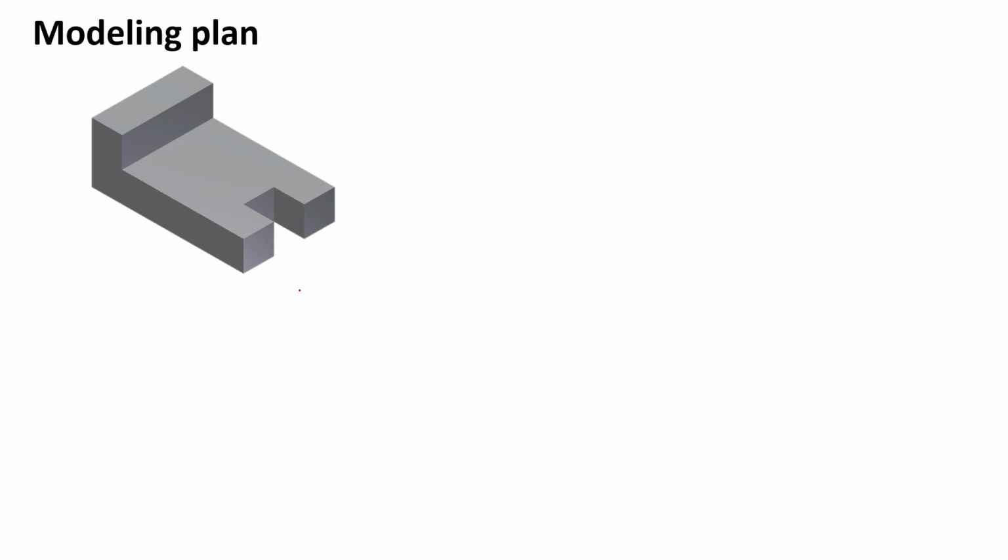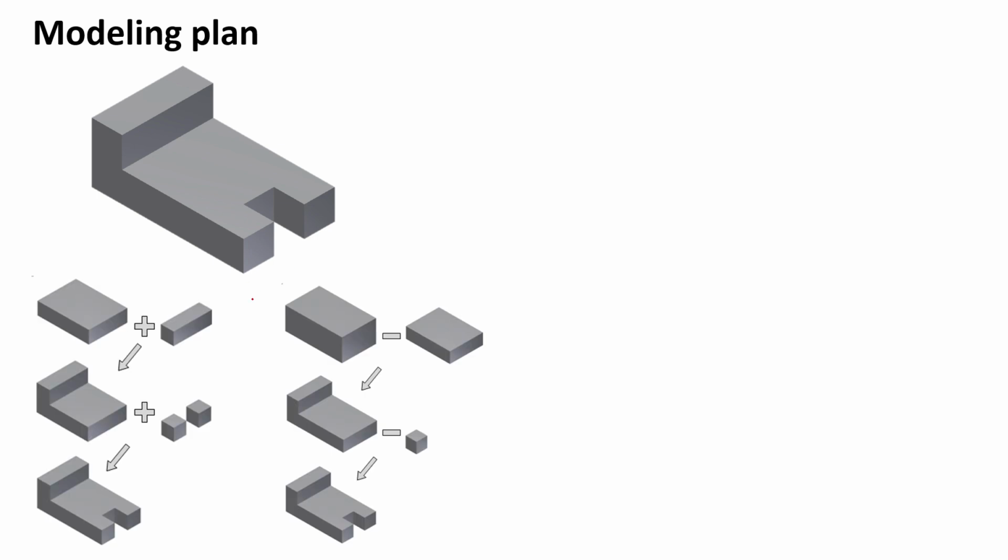For example, we have this model. We can have two different methods to build it. One, we can start with the plates, then add this bar to the plates, and then add these two cubes in here to form this model. Or we can start with a bar, remove this plate, and then remove this cube to form this model.